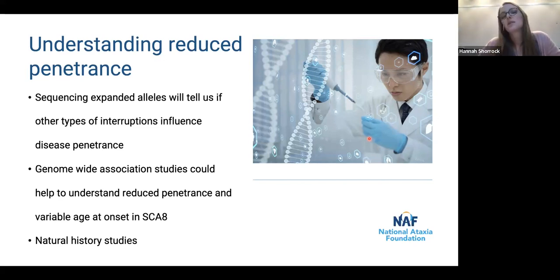Now, while genome-wide association studies really need large patient populations, it's unlikely that there'll be a GWAS study in SCA8 in the near future, but due to similarity with other CAG repeat expansion diseases, we could learn insights into SCA8 from genome-wide association studies into other spinocerebellar ataxias, which could have similar mechanisms of understanding why there is variability in how these diseases present.